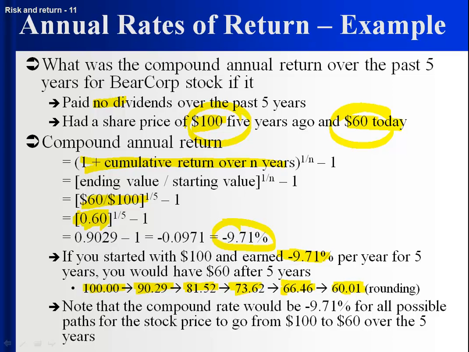And again, it doesn't matter how you went from 100 to 60. You could have gone from 100 to 90 to 80 to 70 to 60. You could have gone from 100 to 200 to 500 to 10,000 to 60. You could have gone from 100 to 50 to 20 to 1 to 60. It doesn't matter. You started at 100, you ended at 60 5 years later. All those paths would give you the same compound return.